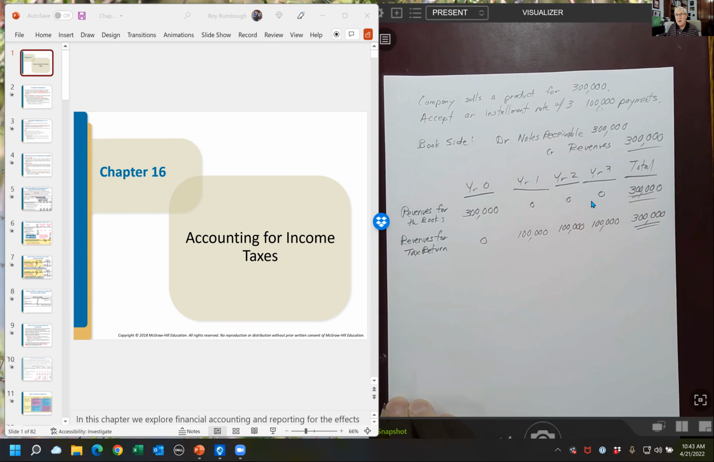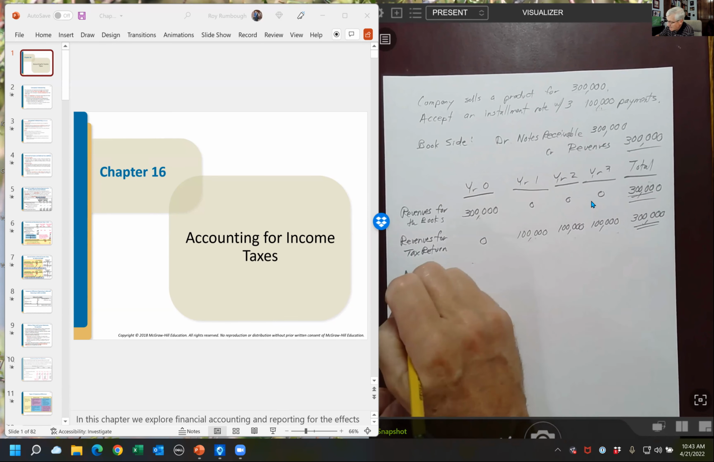Now, I want to note one thing here that you're going to see in these slides. The total is the same, both for books and for taxes. It's a timing issue, and what we like to say is it reverses. This difference, we got a $300,000 difference, and it reverses in the future. This is what we call a temporary difference. It's a temporary difference because eventually it will all wash out.